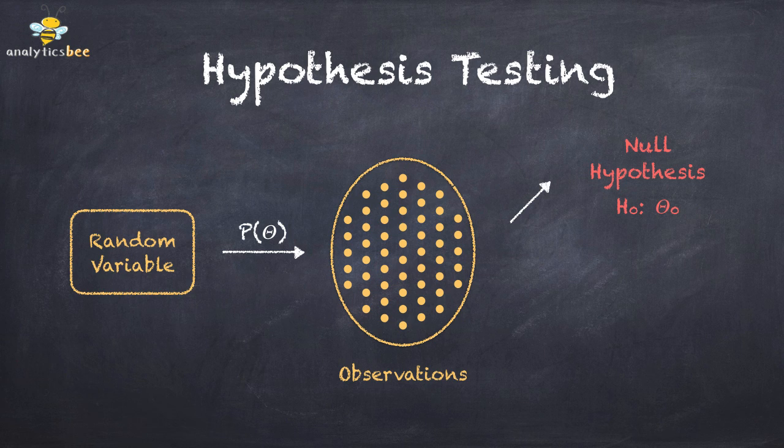Suppose we have a null hypothesis that says theta has the value theta naught. We can ask the question of how likely are these observations to occur under the null hypothesis. If we conclude that the observations are inconsistent with the predictions of the null hypothesis, then we may want to reject the null hypothesis and accept an alternative hypothesis that says theta takes on the value of theta A.